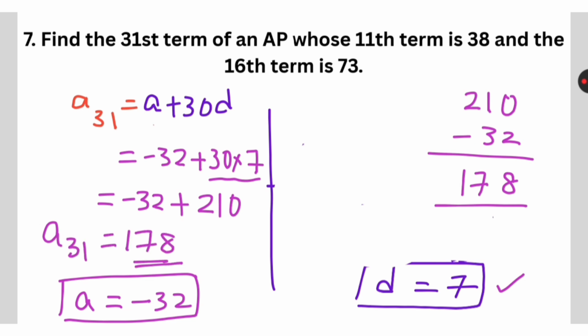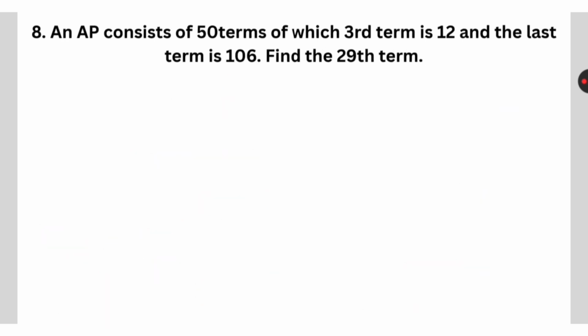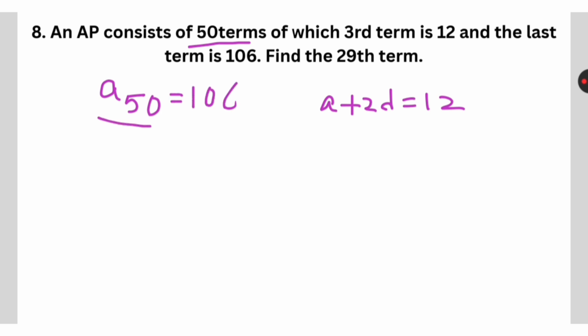Let's see the 8th question. An AP consists of 50 terms. That means here the number of terms is 50. The third term is 12. So what they said, the third term, that is A3, is 12. A3 is nothing but A plus 2d, so directly we can write this as A plus 2d. And the last term is 106. We have 50 terms, that means A50 is the last term, that is 106, which they have given.